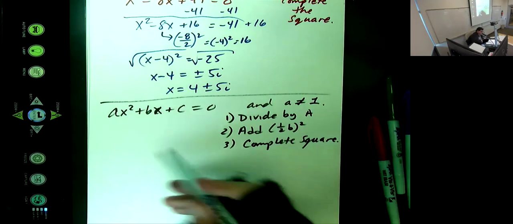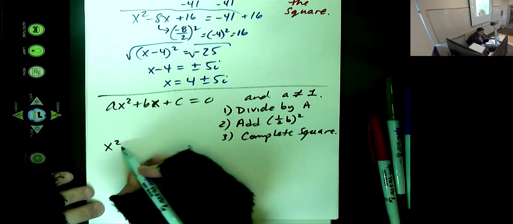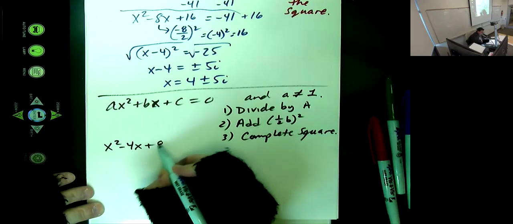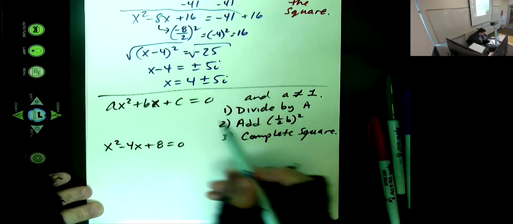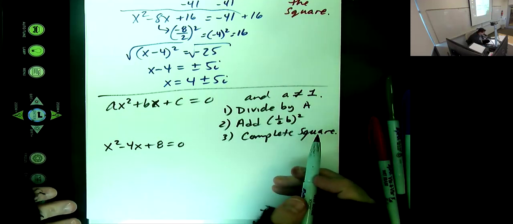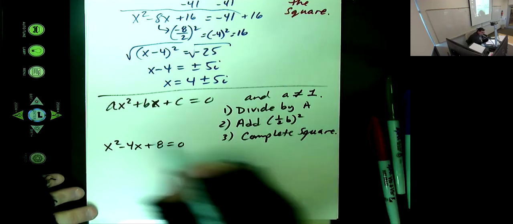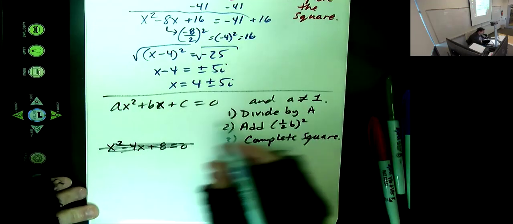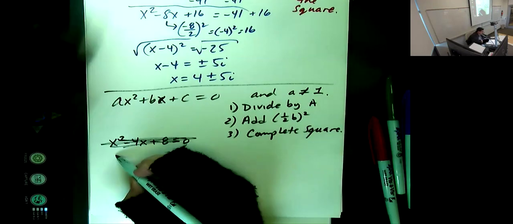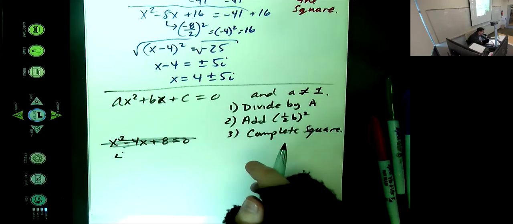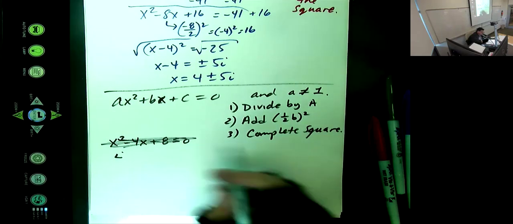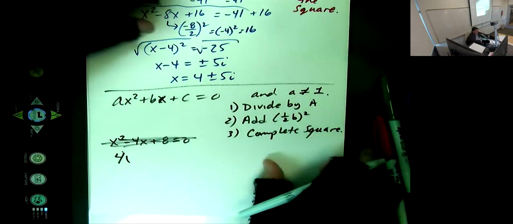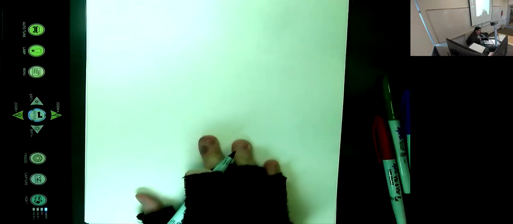So. X squared minus 4x plus 8 equals 0. Wait, that's not an a equals 1. Next page. And it's 0.